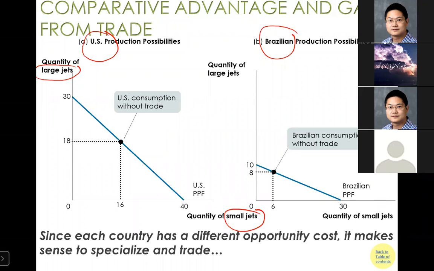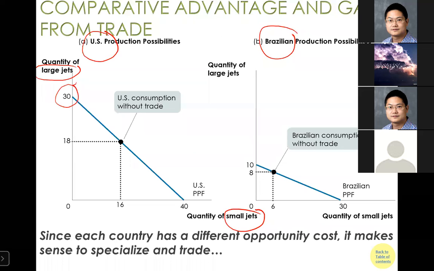Now let's see how their technology is different. Start with the United States. Their technology is as follows. If all resources are allocated to produce larger jets, then the US can produce 30 larger jets.